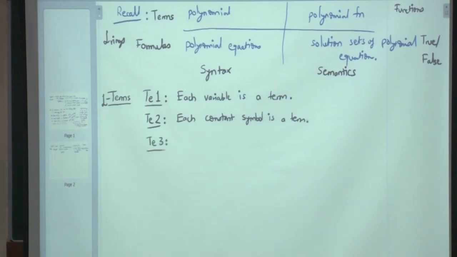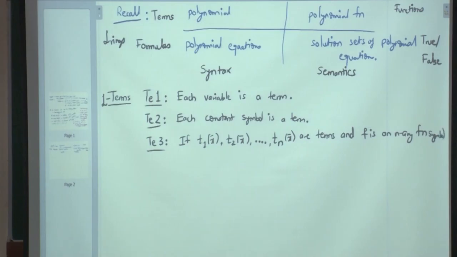TE3, it is the inductive clause. First two are base cases, the third one is an inductive clause. If t1(x bar), t2(x bar), and so on up to tn(x bar) are terms, and F is an n-ary function symbol, then F of t1(x bar), t2(x bar), ..., tn(x bar) is a term.